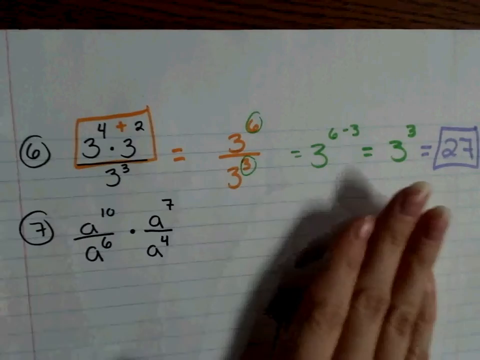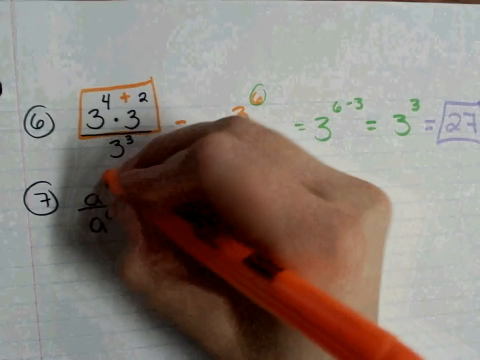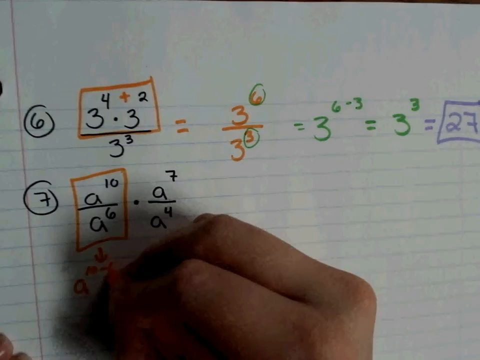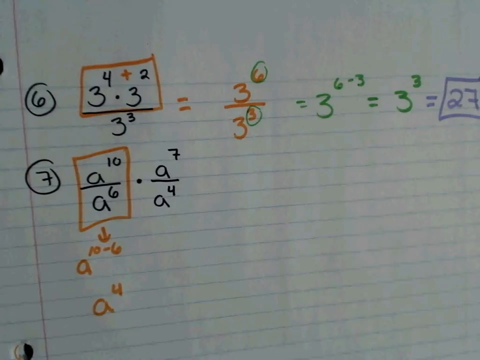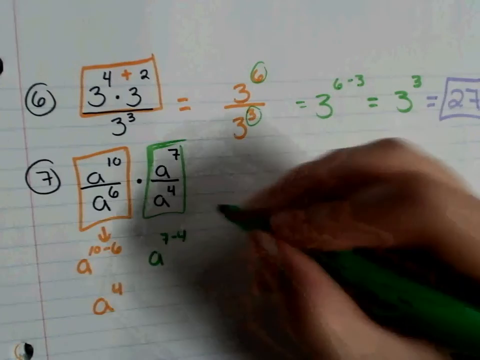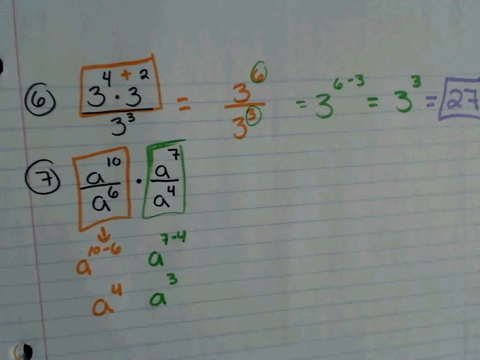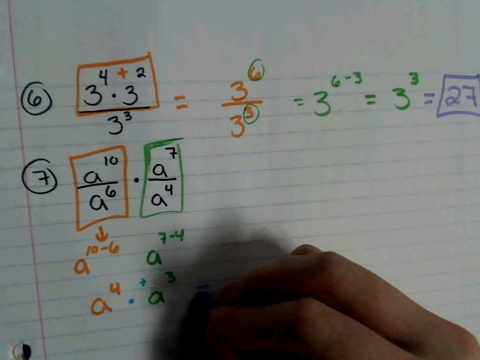So for a problem like this, I would actually focus on doing each of the individual fractions first. So this would become A to the 10 minus 6 power, which is A to the fourth. And then I would focus on the other one. The A to the seventh divided by A to the fourth becomes A to the 7 minus 4 power, which is A to the third. And since it's multiplication in between those, I would then multiply those two, which means I'd add those two powers, and that would give me A to the seventh power.